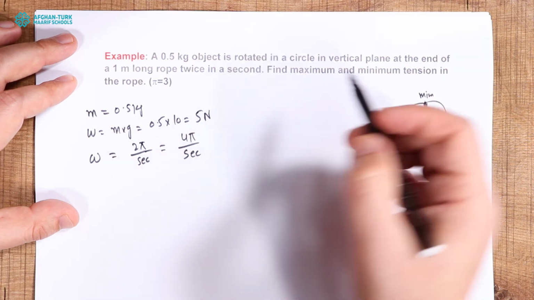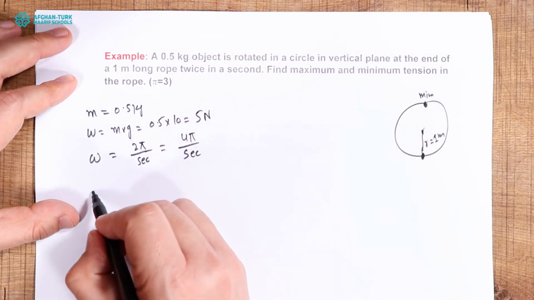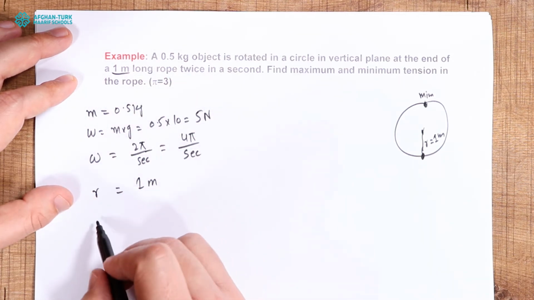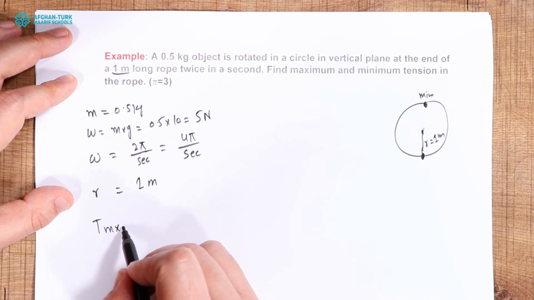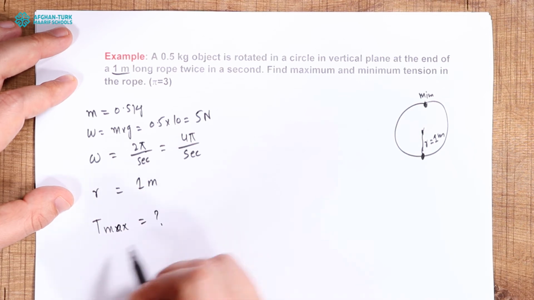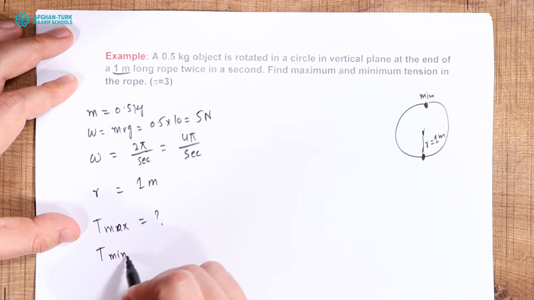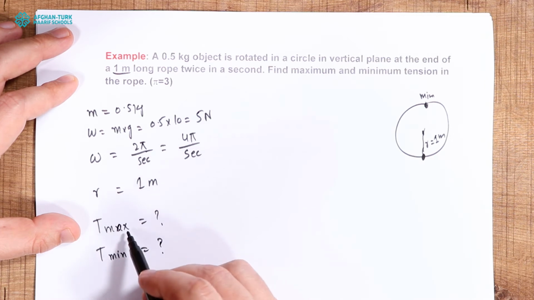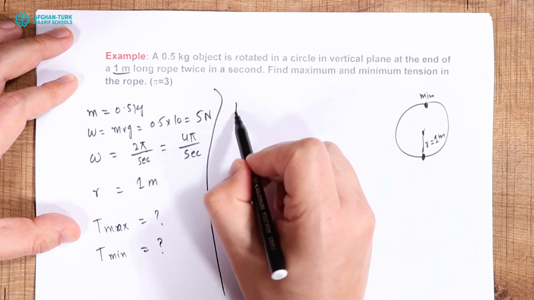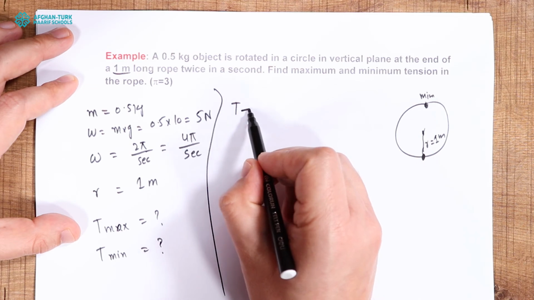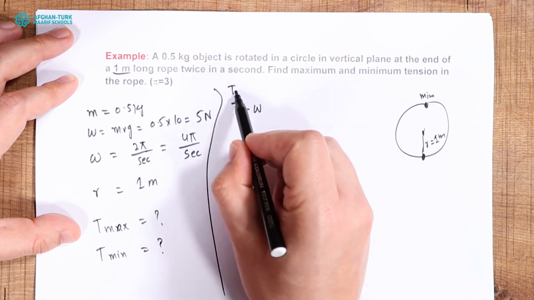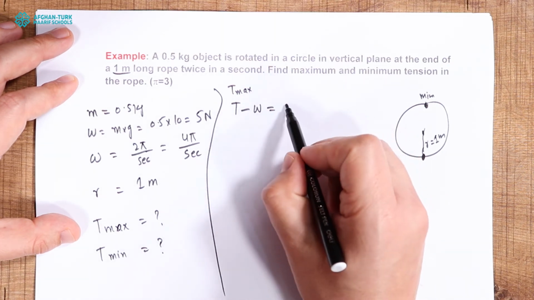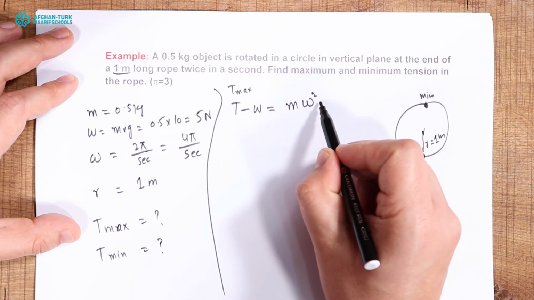Now what is unknown? The rope or radius is equal to 1 meter, which is also given. Now T max is unknown and T minimum is unknown. So if I want to find the T maximum, the formula is T minus W is equal to m omega square r.